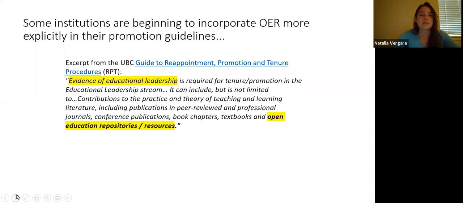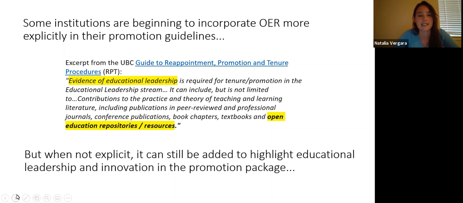Going to the promotion and tenure part, some universities are starting to include language about OER in their guidelines. For example, this is an excerpt from the University of British Columbia, and it explicitly says that evidence of educational leadership includes open education repositories and resources. But what happens if that language is not there? What can we do about that? We can still certainly include our OER products in our promotion and tenure portfolio. So can we go to the next slide, please?